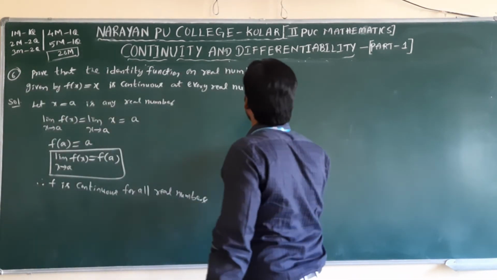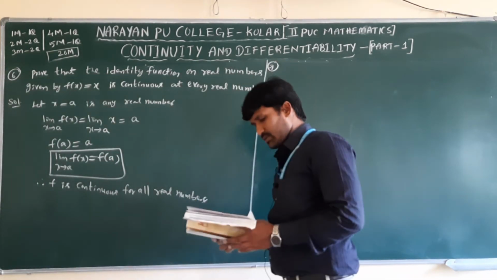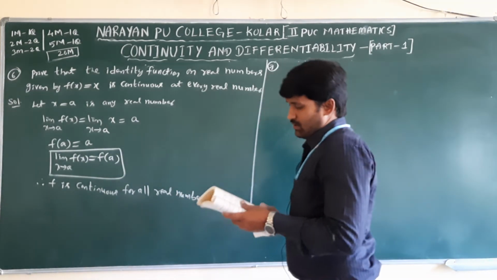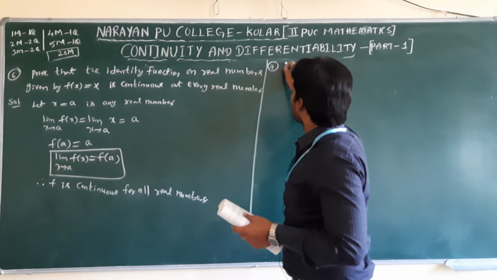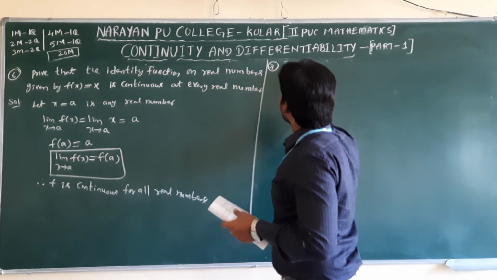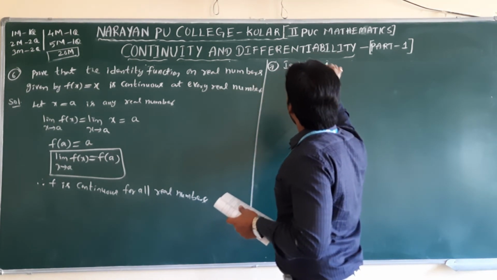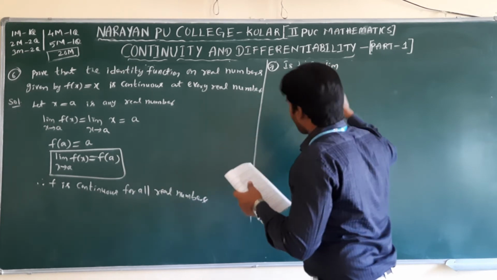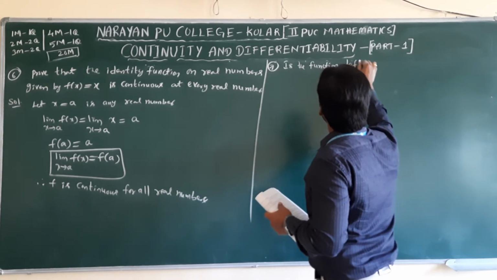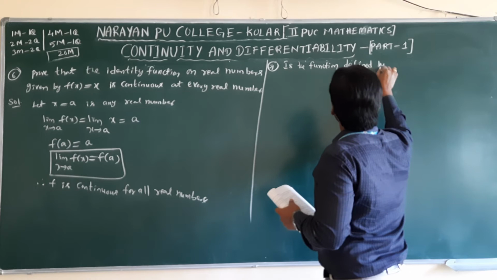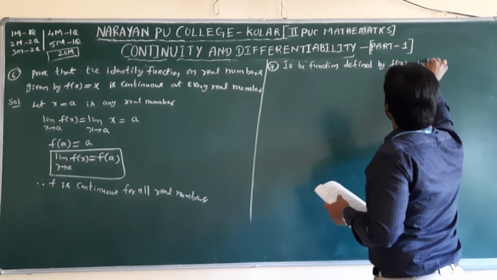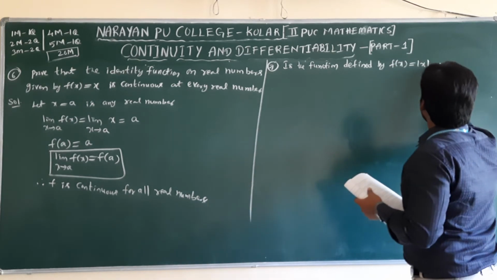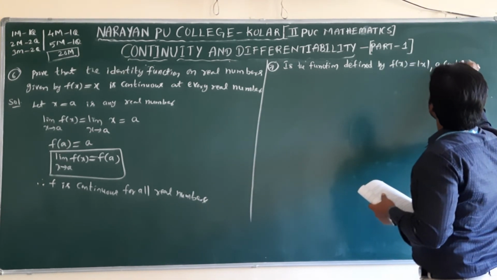Next. 7th. Now 7th, here is the function defined by f of x equal to mod x, a continuous function.